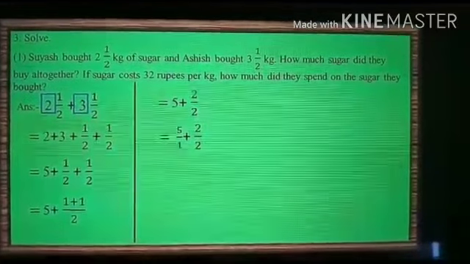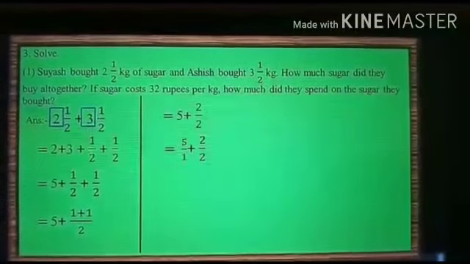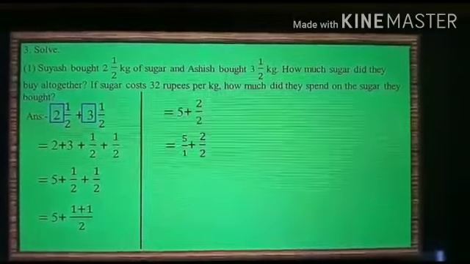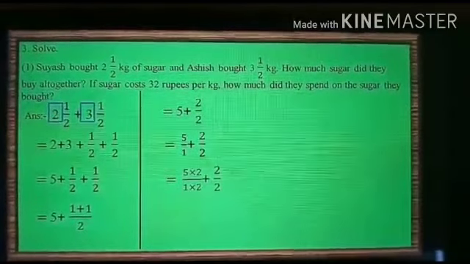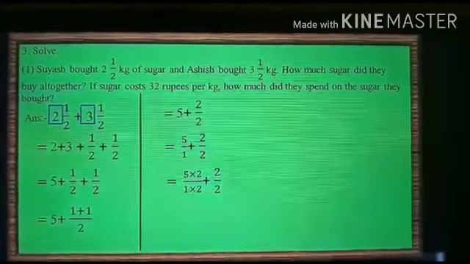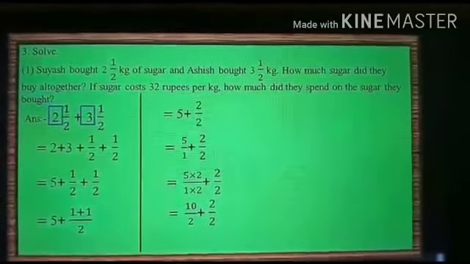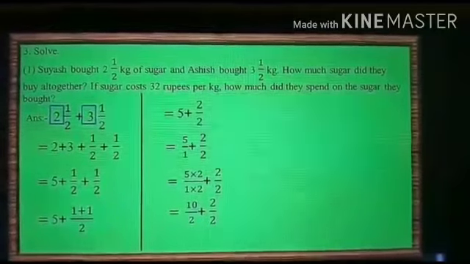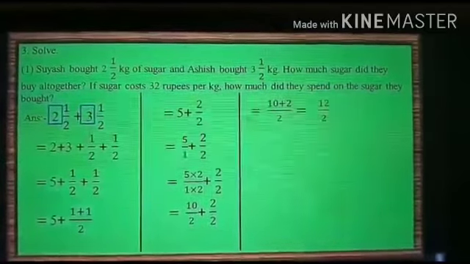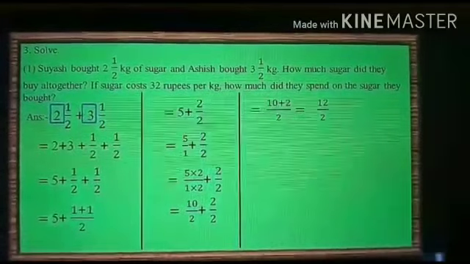We have to add them. Denominator of 5 is 1, so we have to multiply the first fraction by 2. 5 multiplied by 2 upon 1 multiplied by 2 plus 2 upon 2. In the next step, 10 upon 2 plus 2 upon 2. Now the denominators are same or equal, so we can write the denominator as it is, 2, and 10 plus 2 as the numerator. 12 upon 2.